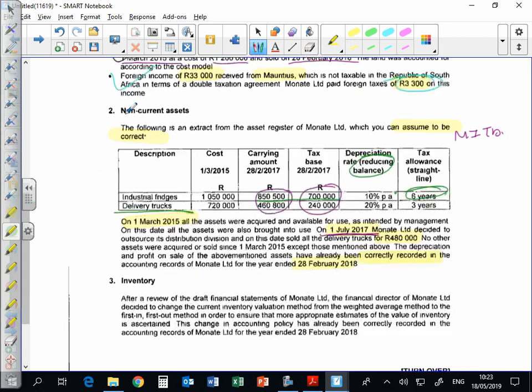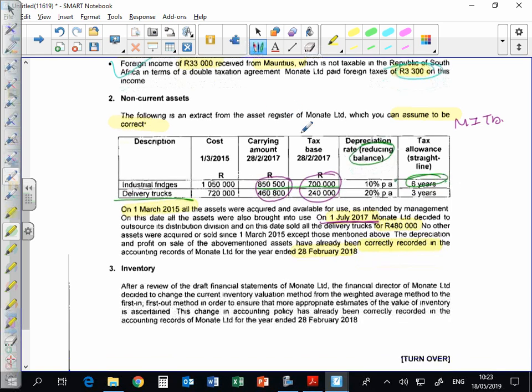The other thing I just want to make sure of is, did they make a capital profit when they sold these vehicles? They said that they sold the vehicles for 480,000. We only have a capital profit if my selling price exceeds my cost. My cost is 720,000. Do I have a capital profit? No, nothing else for me to do here.